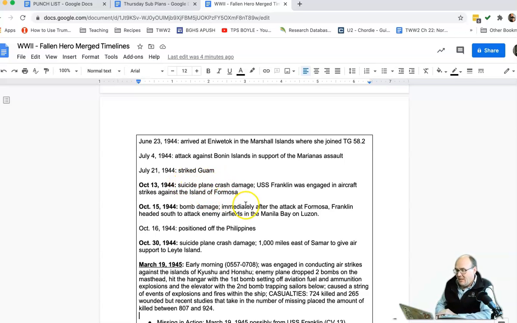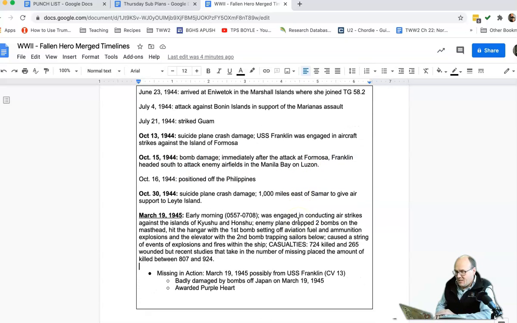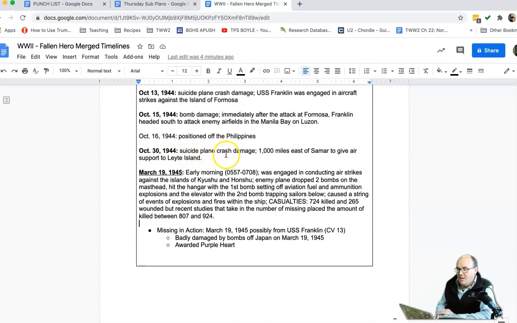In October of 1944, Franklin came under attack from enemy kamikaze planes and bombs a number of times. On October 13th, there was suicide plane crash damage to the ship off the island of Formosa. 2 days later, the ship was bombed again as it went towards Manila Bay on Luzon in the Philippines. On October 30th, another suicide plane crash damaged the Franklin, 1,000 miles east of the island of Samar, as it was supporting the operations on Leyte Island.